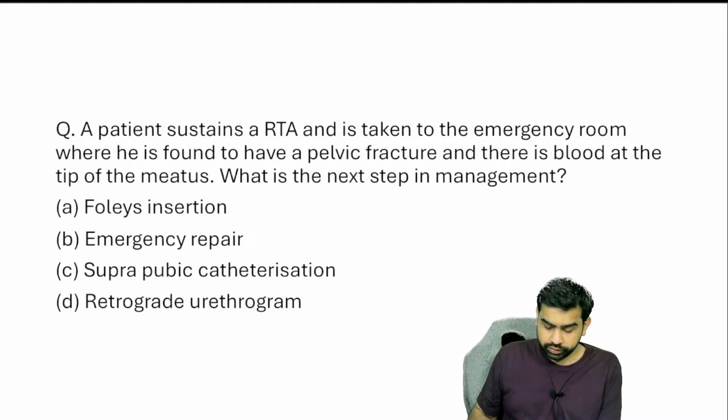Okay, so let's cover this. This is an important one. A patient sustains a road traffic accident and is taken to the emergency room, where he is found to have a pelvic fracture. So after the RTA, the patient is found to have a pelvic fracture. There is blood at the tip of the meatus. What is the next step in the management of this particular patient?